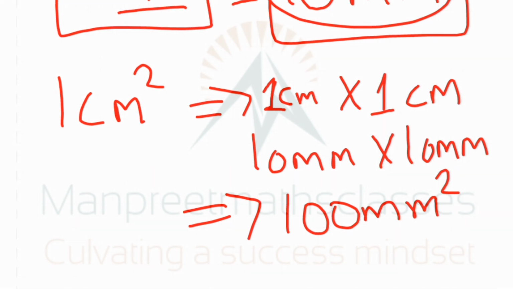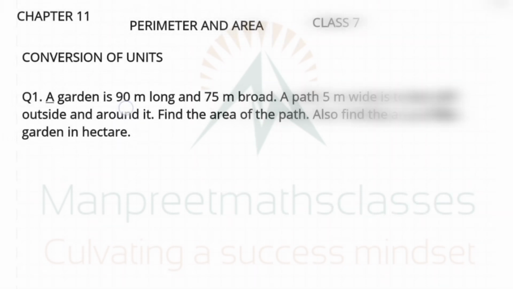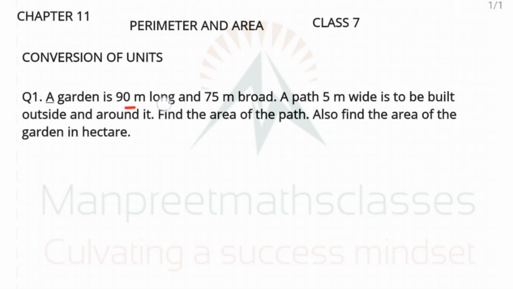Let's move directly to our exercise. The first question of exercise 11.4 is: a garden is 90 meter long and 75 meter broad. A path 5 meter wide is to be built outside and around it. Let us understand it with the help of the diagram. Length and breadth are given. This means our garden is in rectangular shape. So let us first draw our garden.